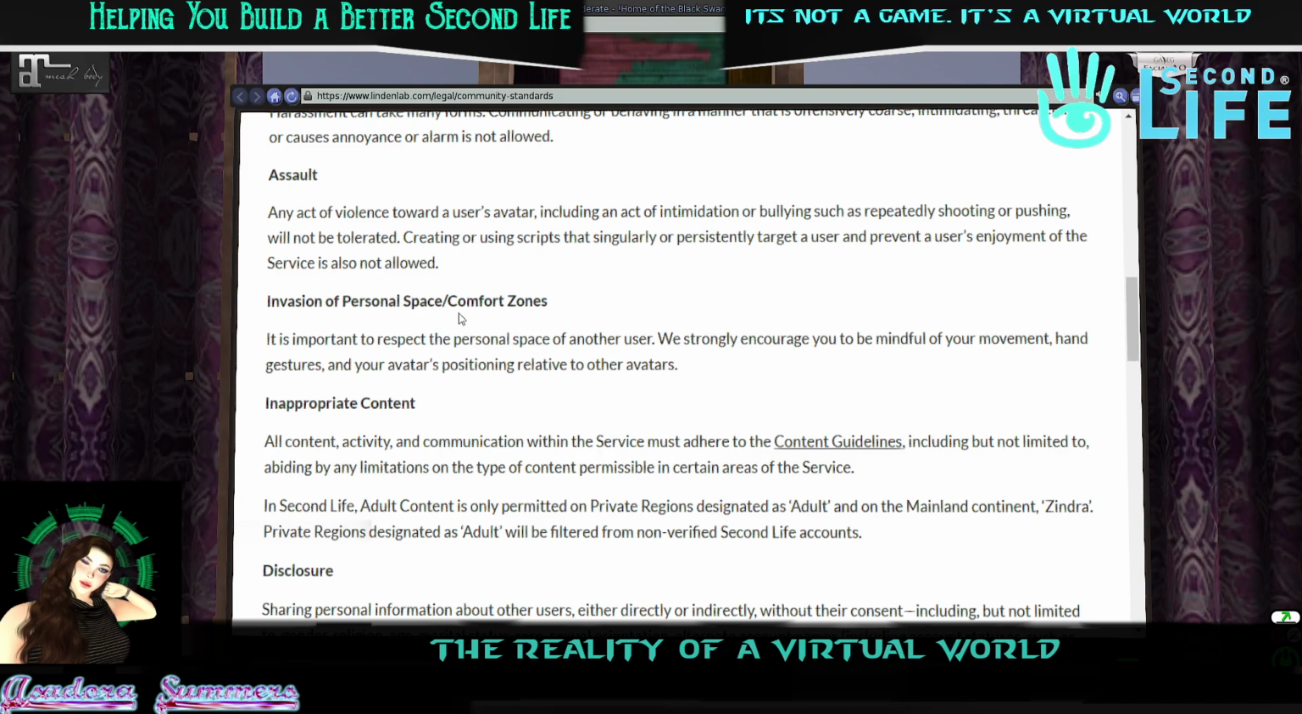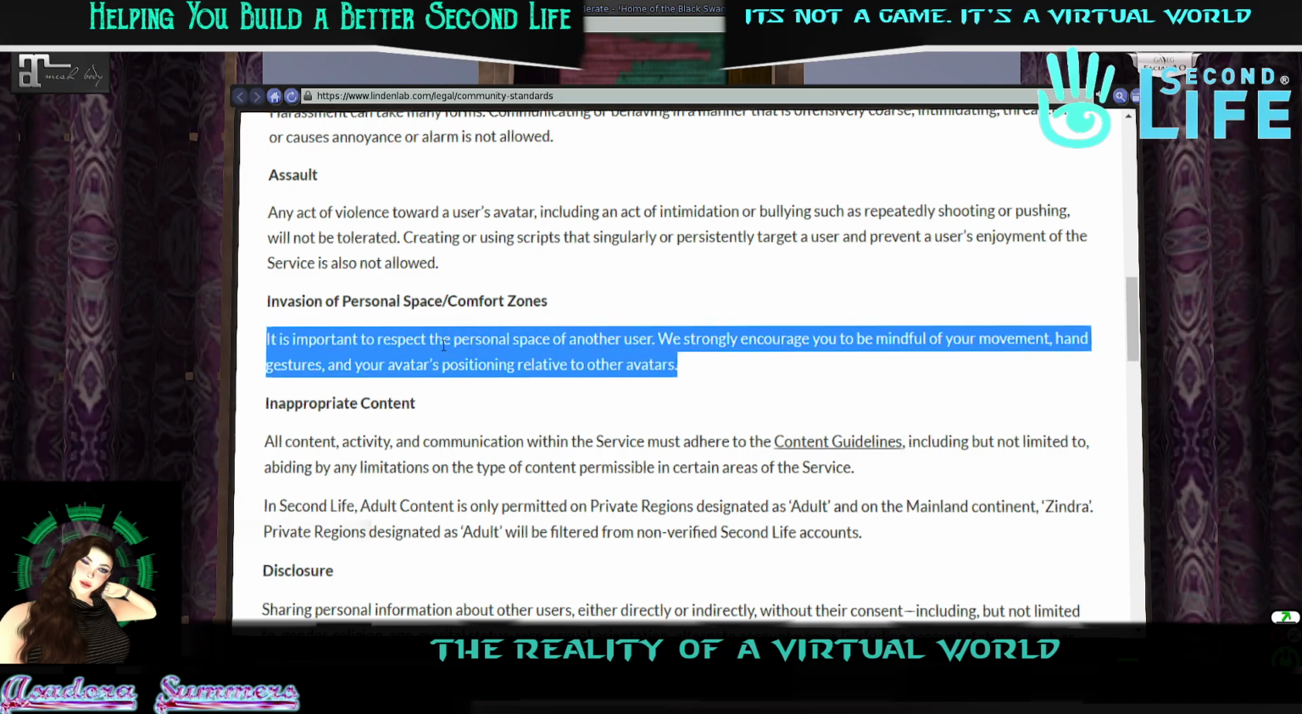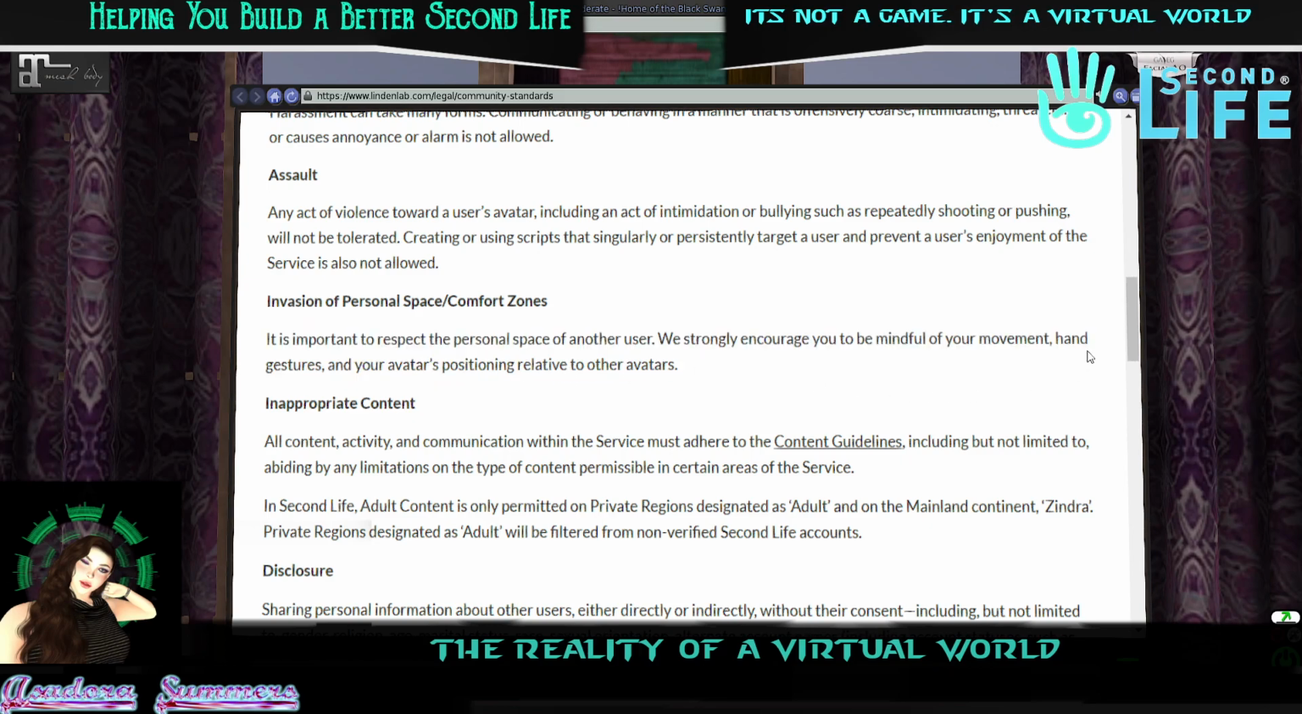Invasion of personal space, comfort zones. It is important to respect the personal space of another user, a user's avatar. We strongly encourage you to be mindful of your movement, hand gestures, and your avatar's positioning relative to other avatars. Hand gestures. Yes. Avatar hand gestures, the really gross and rude and gruesome ones.